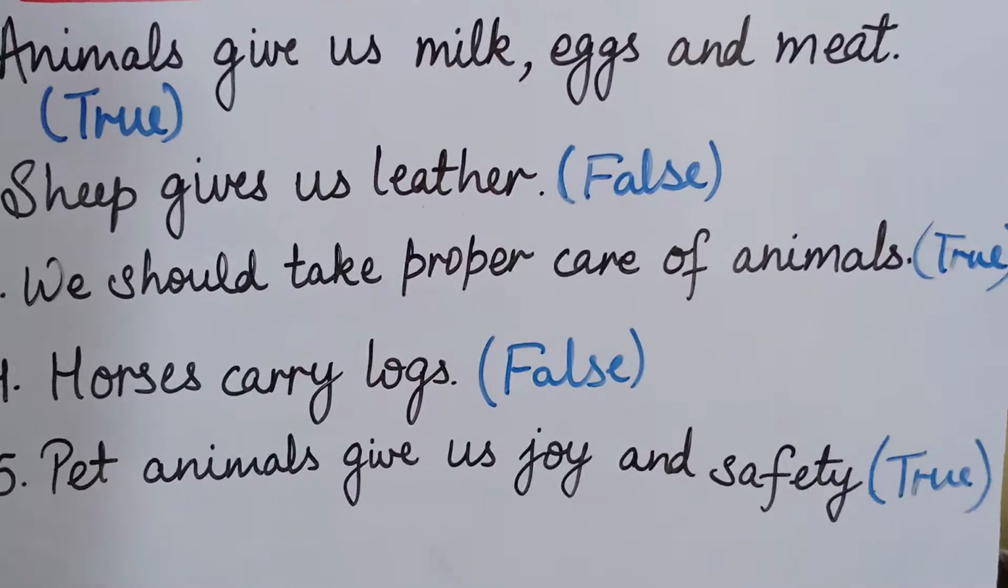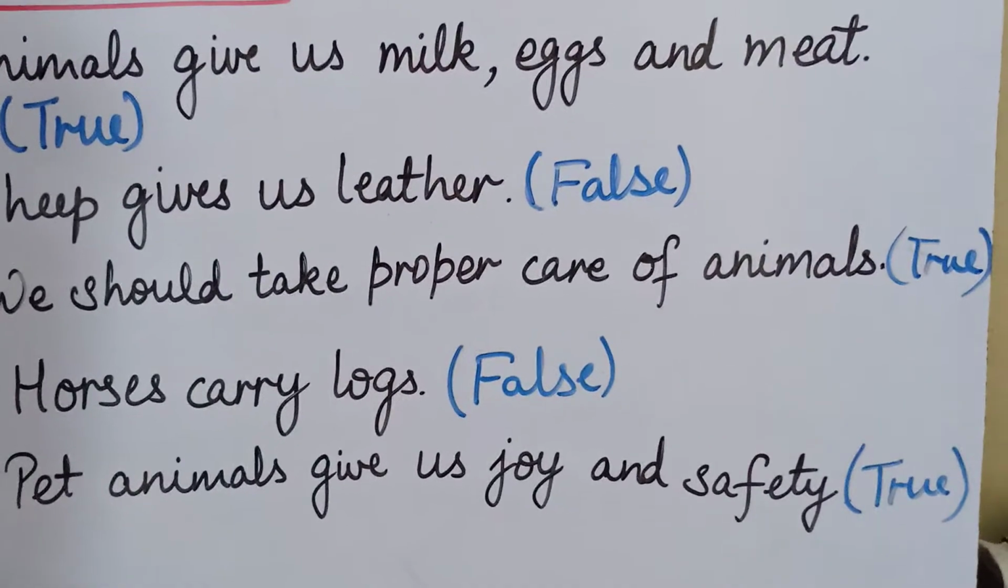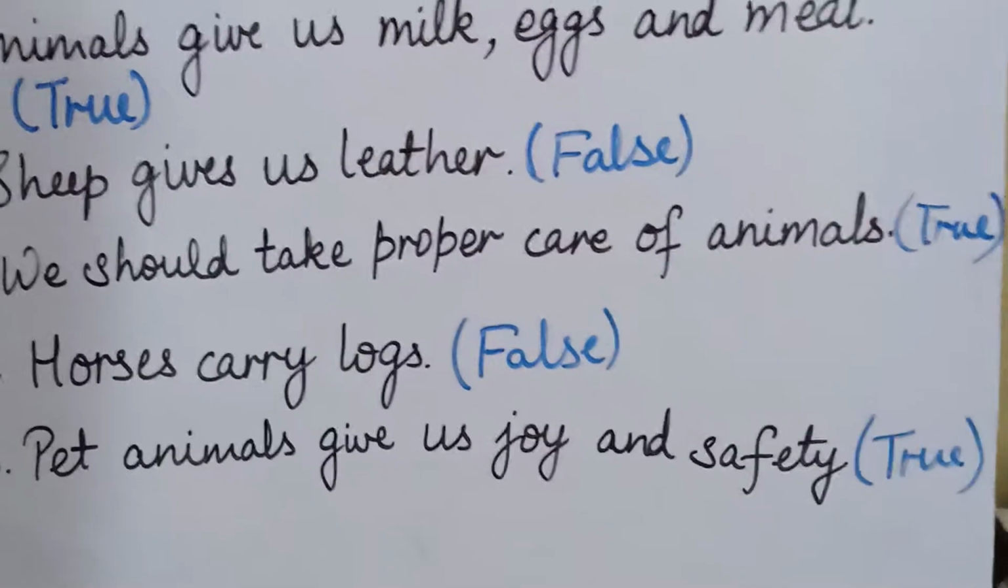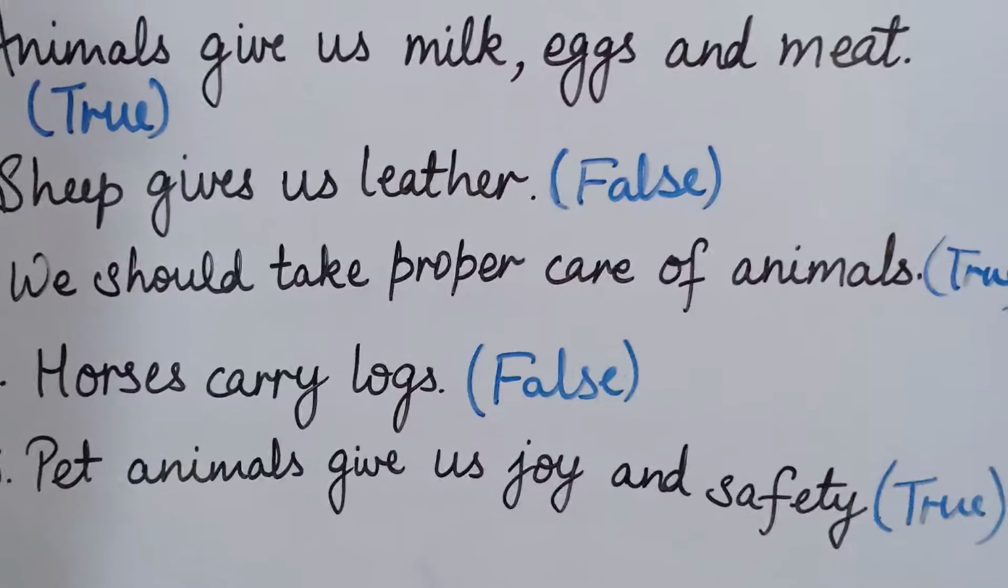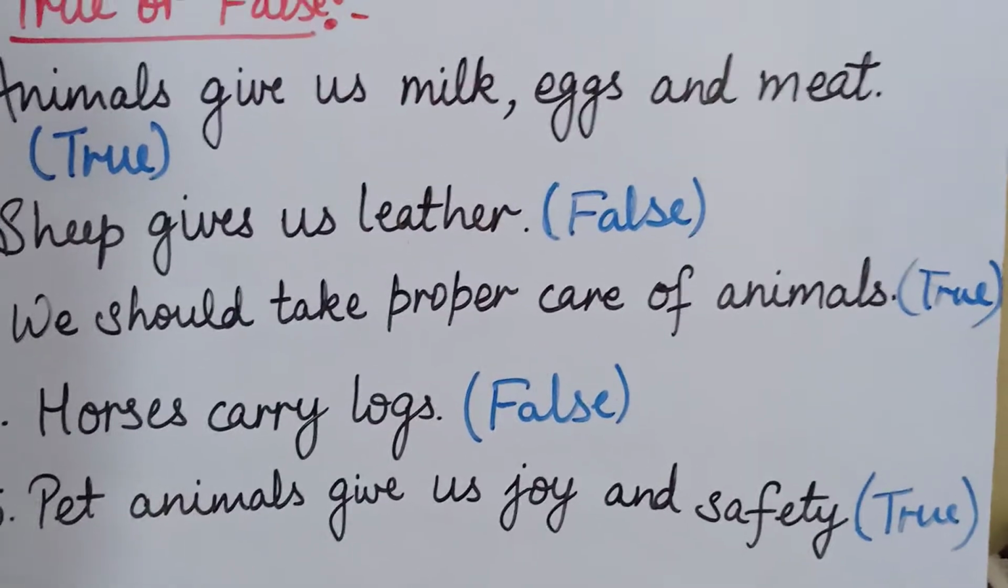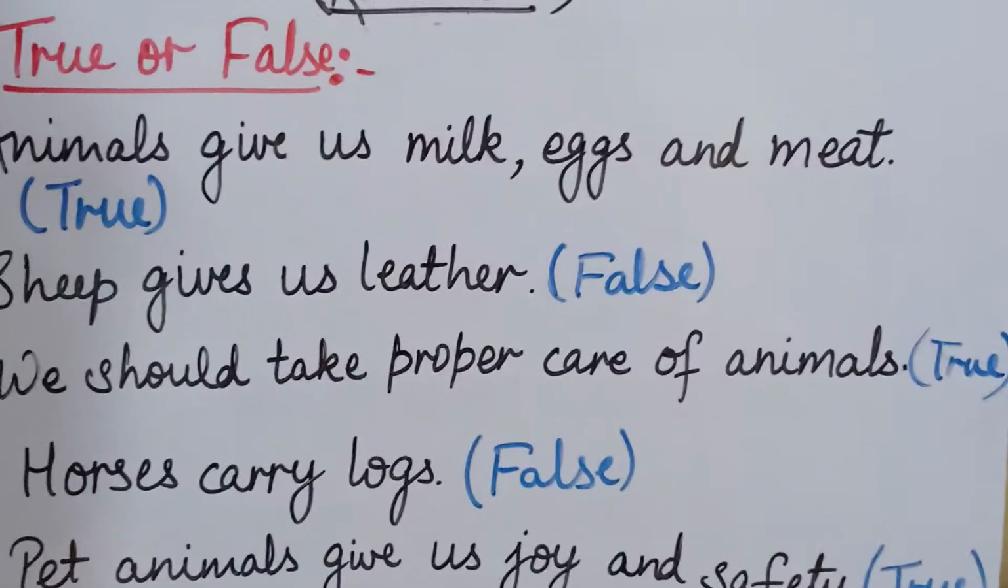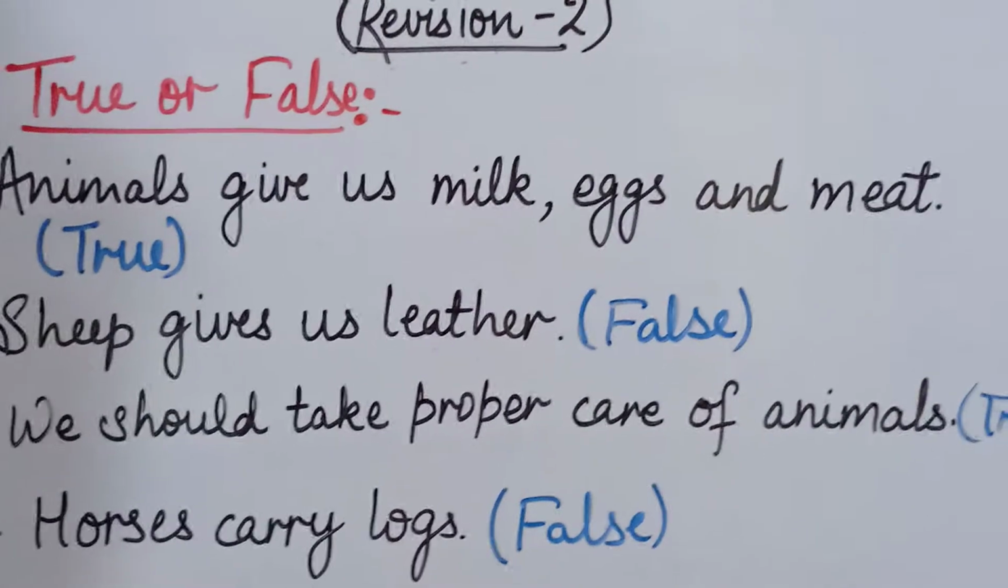Pet animals जो हम घर में रखते हैं उनसे हमें joy means happiness, खुशी मिलती है और हम safe रहते हैं, हमें वो safety देते हैं. So is it true or false? Yes, this is true. So you will write TRUE. Is that clear, children? I hope you all have understood the true false.